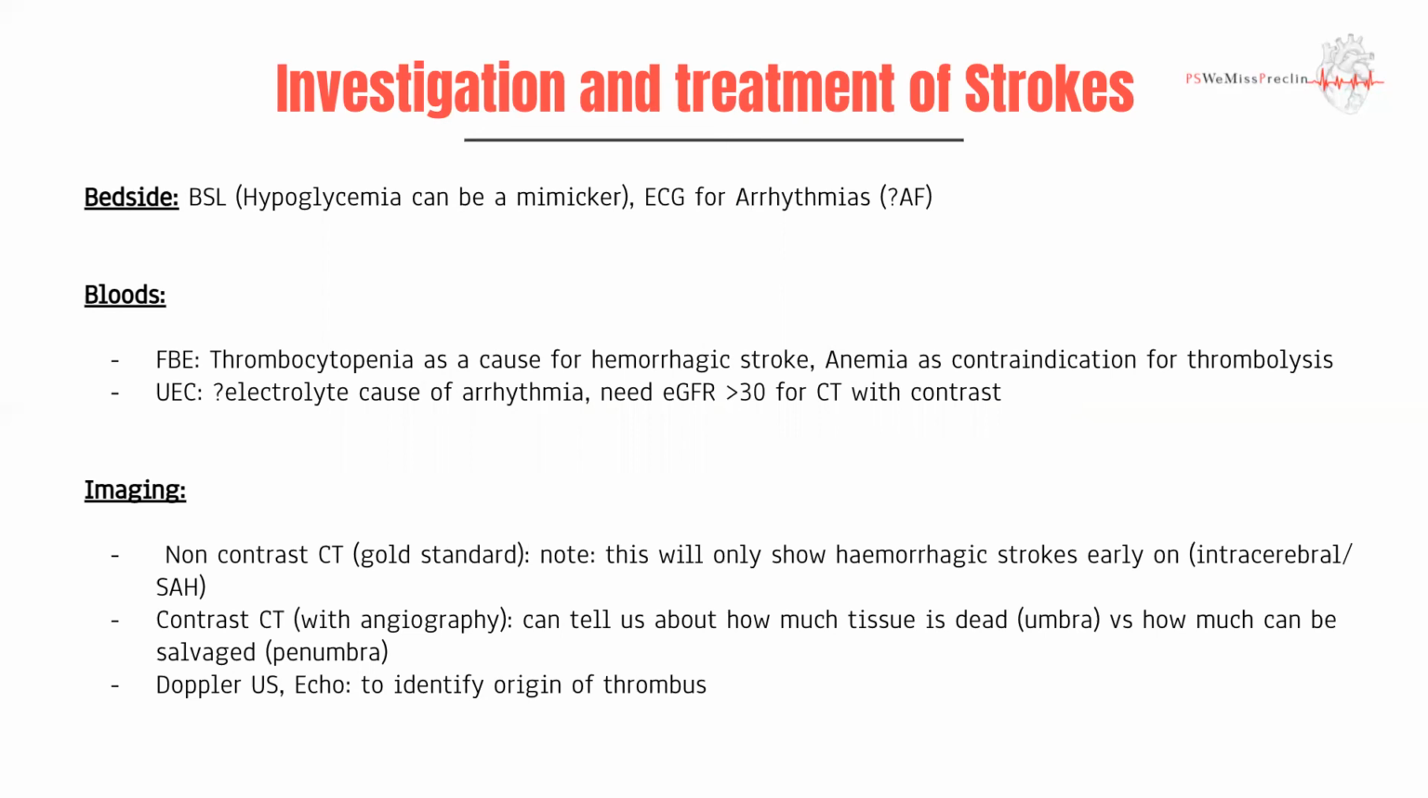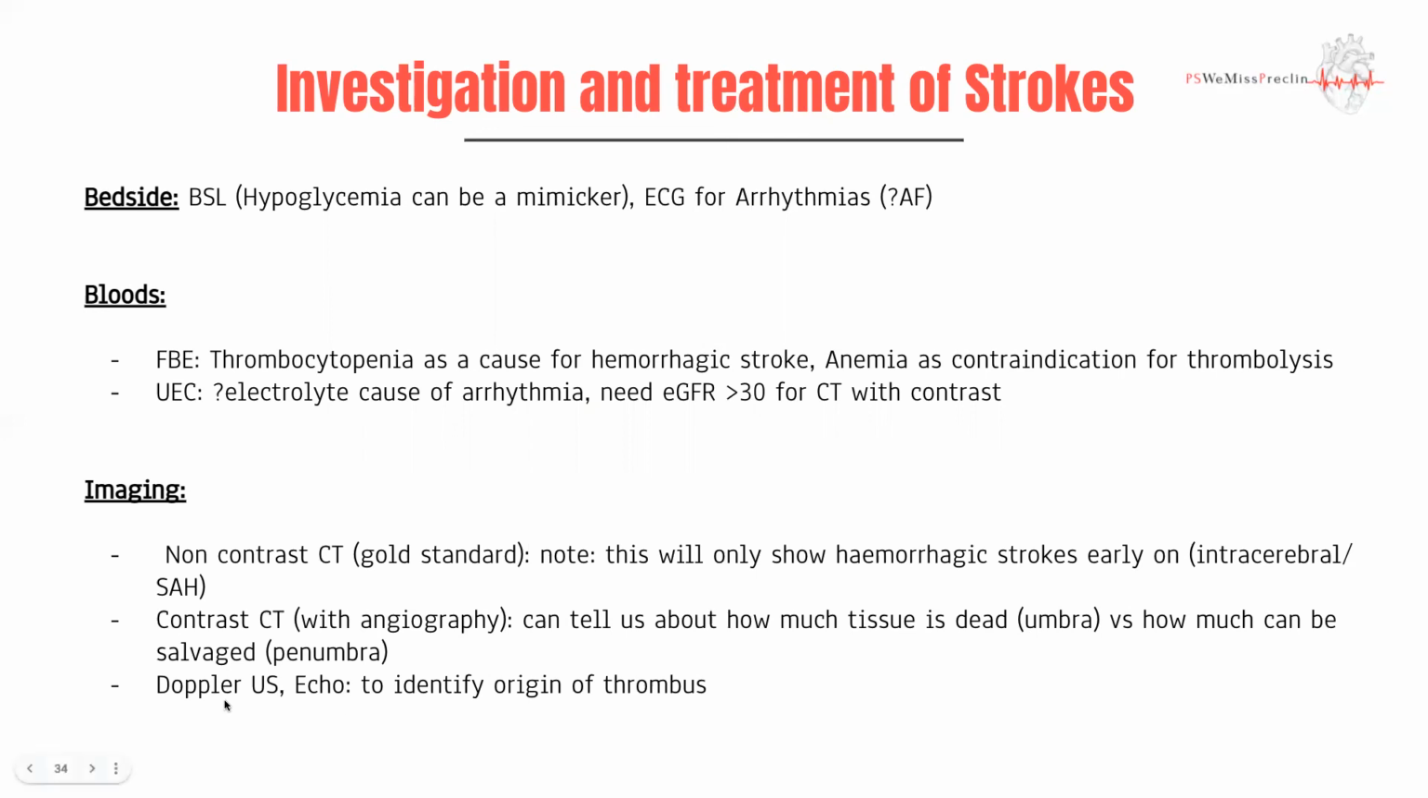Once we do that, we can then do a contrast CT with angiography. Angiography basically using contrast to observe the patency of the vasculature and see if there is a blockage in the vessels. It can also tell us how much of the tissue is dead, and that's called the umbra, versus how much can be salvaged, called the penumbra. And this umbra to penumbra ratio is really crucial in seeing how aggressive we want to be. If we have minimal umbra with a lot of penumbra, looking at that ratio, we might think to ourselves, well, we can still save a lot of this. So let's go a bit more aggressive. Versus if you have vast majority of the tissue being umbral tissue with no penumbra, that's a bit more concerning.